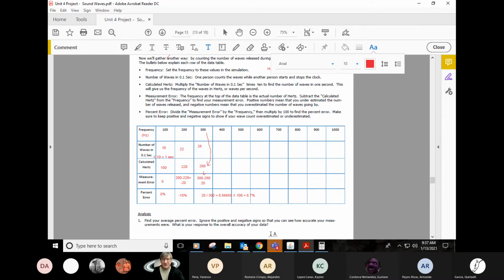While we're working on that, this is also the chance to see if you were more accurate at the low frequencies than the high frequencies. Remember, I asked you to predict which one you thought you'd do better on. Now we're actually going to be able to tell by comparing your percent errors at the low frequencies to your percent errors at the high frequencies. We can tell.